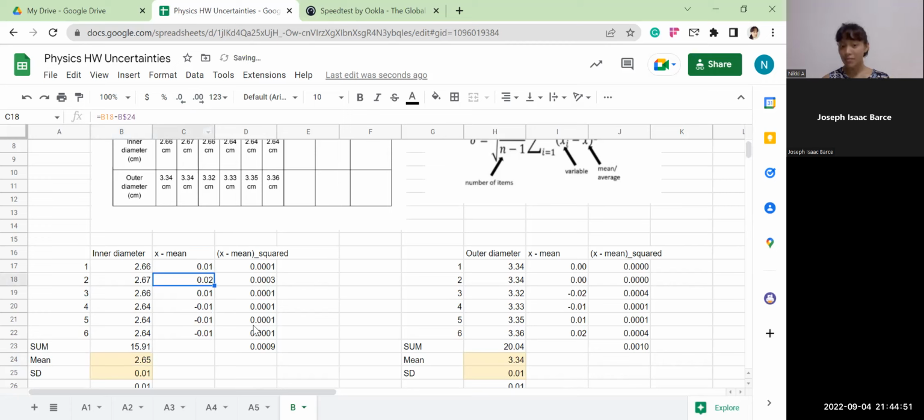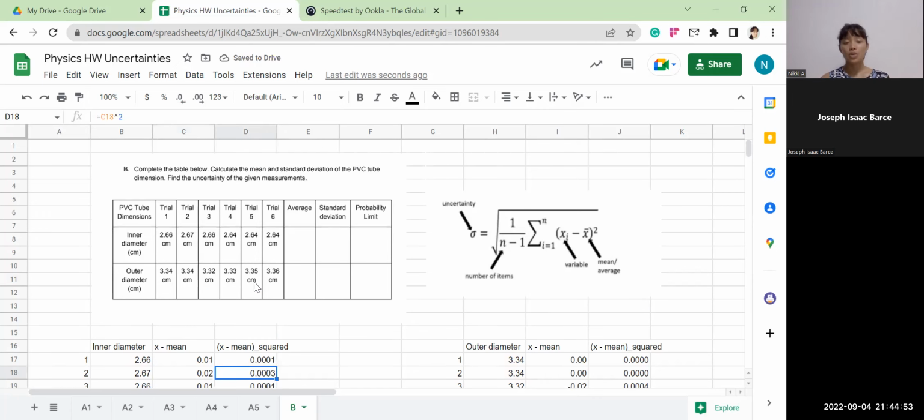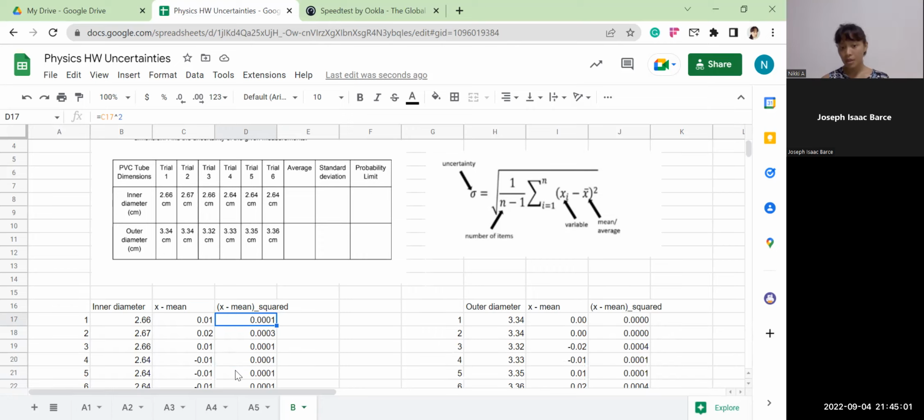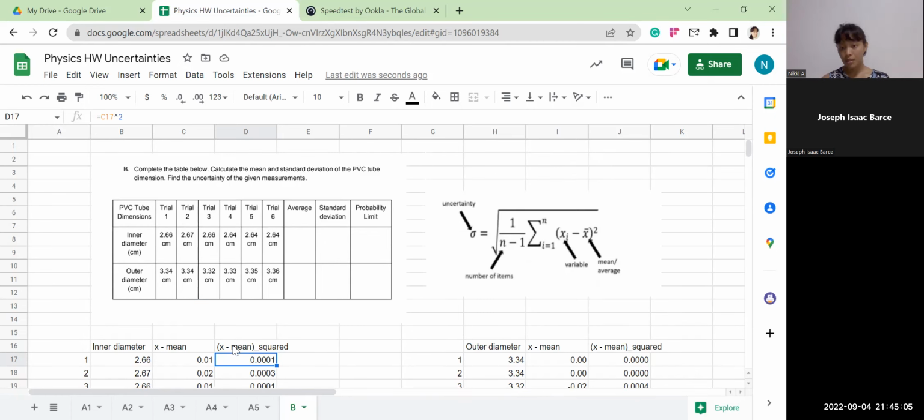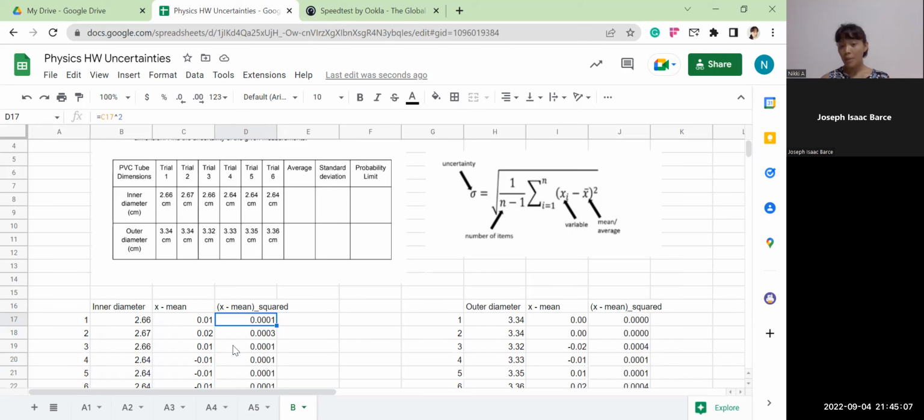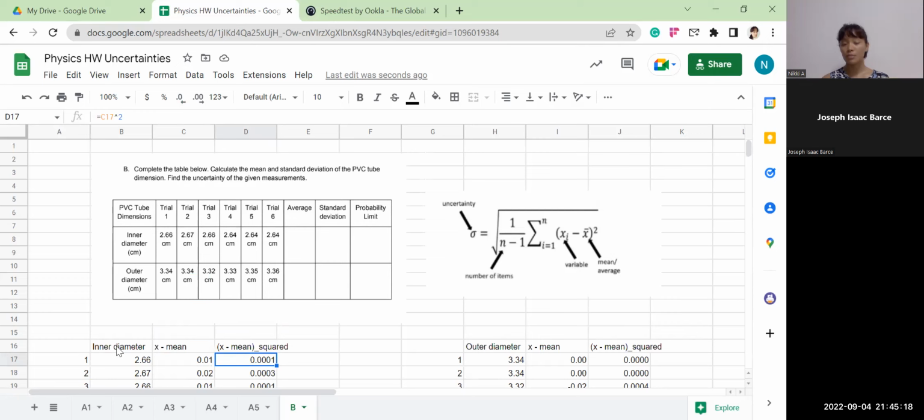Okay? So, ano yung ulit yung value, yung squared? 0.0001, 0.0004, 0.0001, and then negative 0.0001. Dapat wala ka ng negative kasi negative squared will be positive. Very good. Okay. Careful.